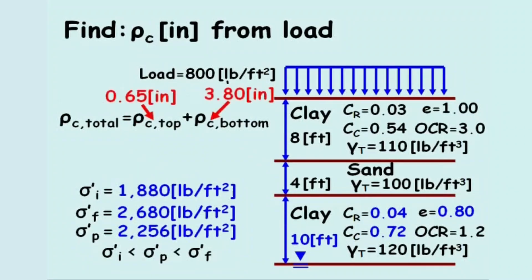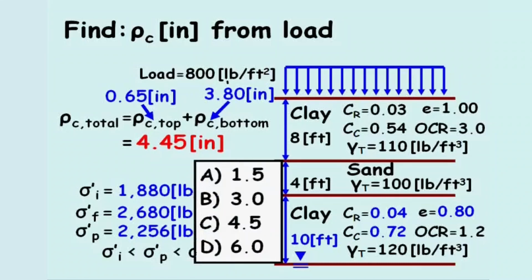After adding the settlement from both clay layers together, we find the total settlement is 4.45 inches. So we return to our possible solutions and find the answer is C.